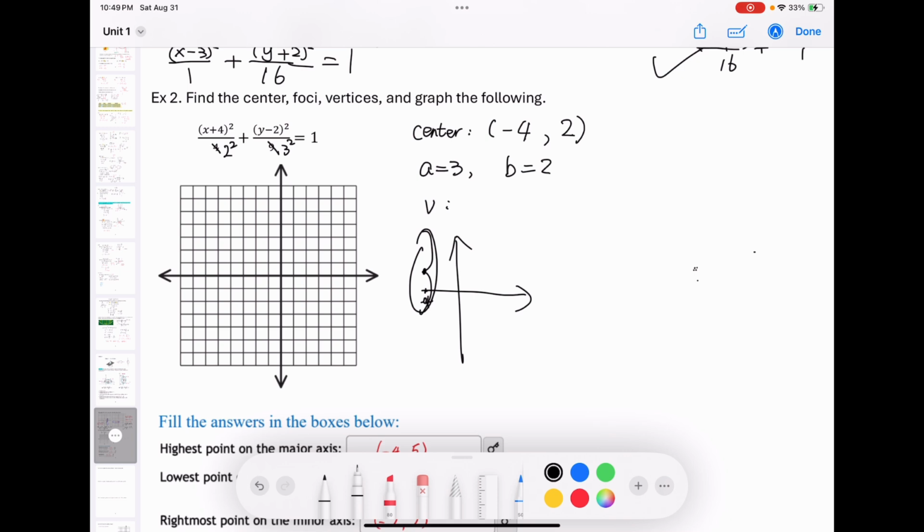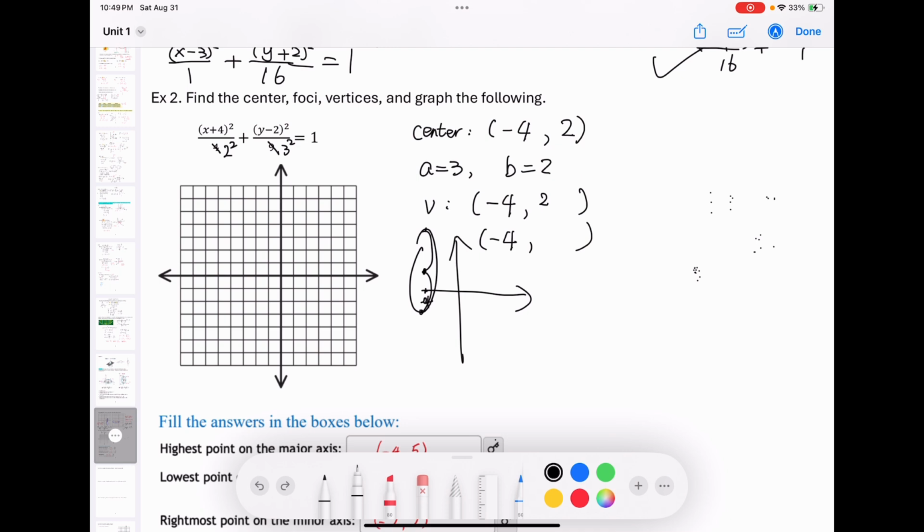And the vertices, they have the same x value as my center. Let's copy the center, negative 4, comma something. And we have two vertices. We have -4, comma something. What is my y's value? Go up, so 2 plus 3.